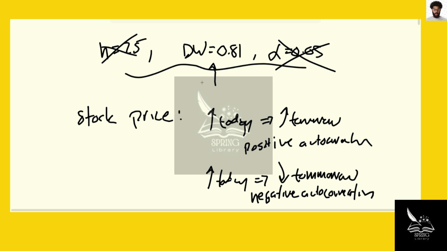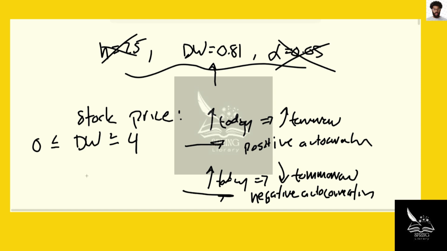Right? And that's what we're testing for with Durbin Watson. Is the price today influenced by the price yesterday? And if so, is it positively correlated or is it negatively correlated? Right? So the Durbin Watson statistic can range from 0 to 4. Okay?